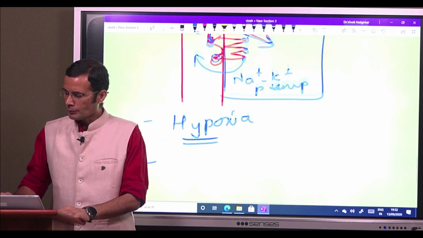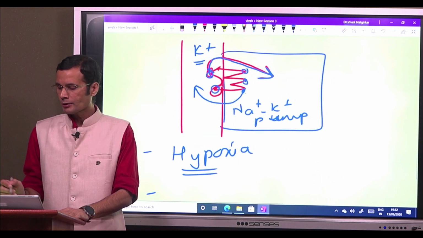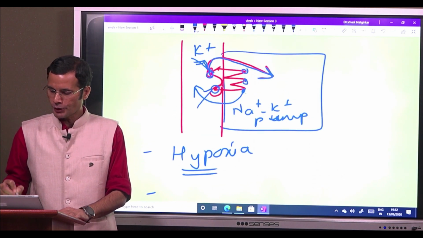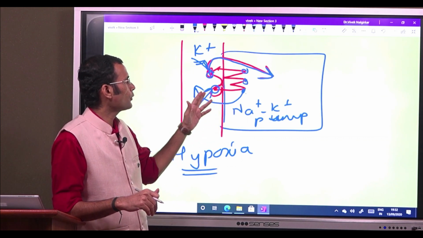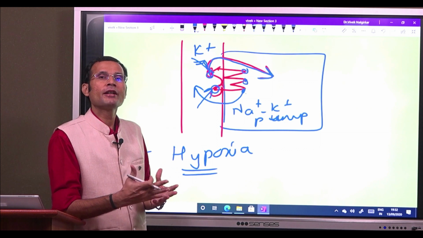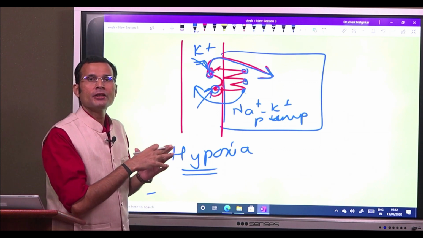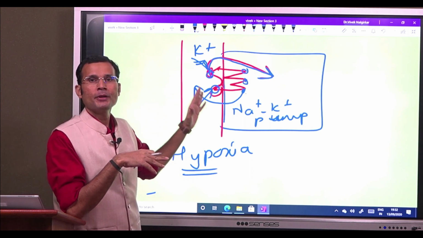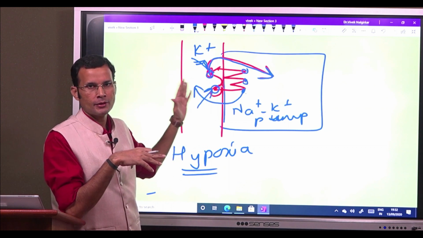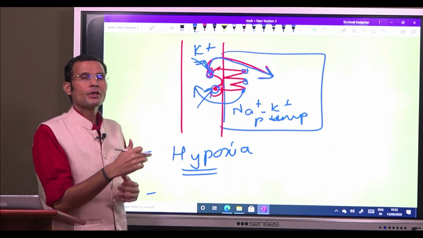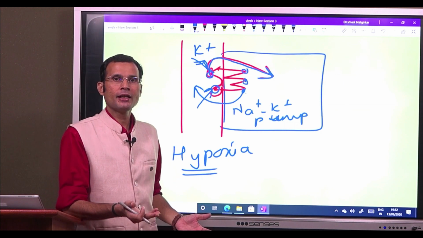So, digitalis, cardiac glycosides. Digitalis binds with the sodium potassium pump and inhibits its functioning. So, one side effect of digitalis is that it causes hyperkalemia. Potassium levels will rise in the plasma. Or, in other words, hypokalemia potentiates the digitalis toxicity.